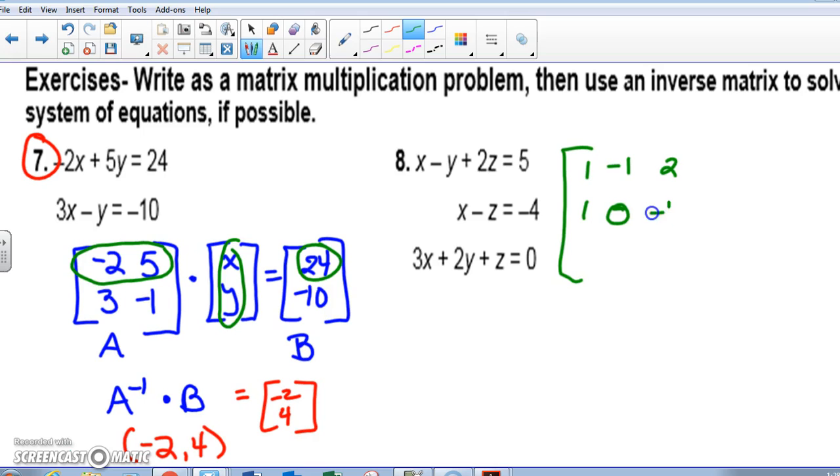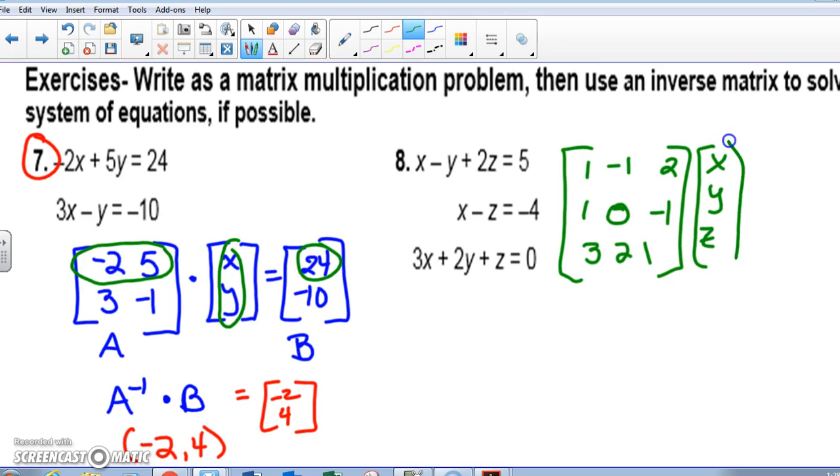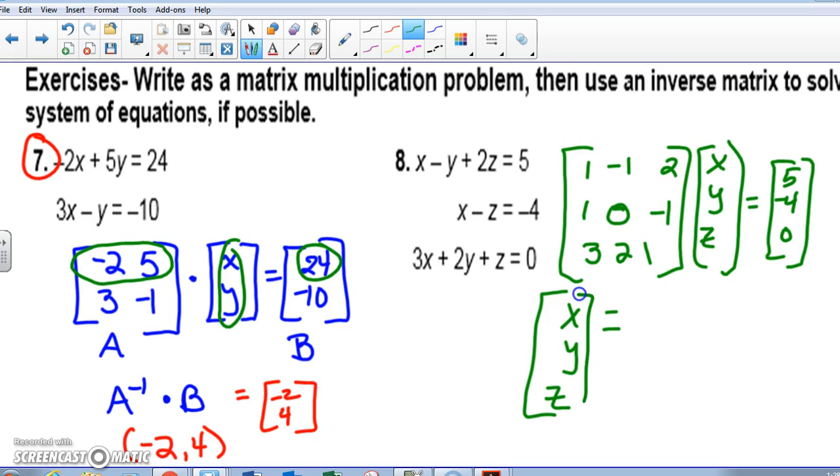1, 0, -1, right? 3, 2, 1. And then XYZ this time equals 5, -4, 0. Has anybody already got it done? Because I'm going to run out of recording here. I want to talk about one other thing quick. Your answer is going to be a 3 by 1, and that's your XYZ.